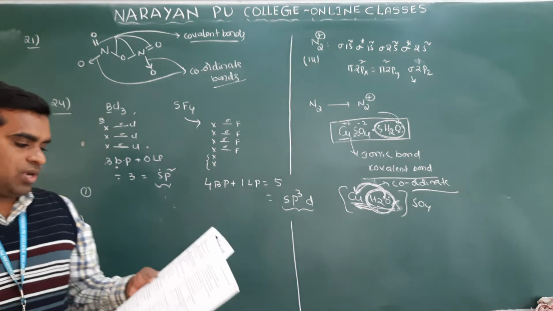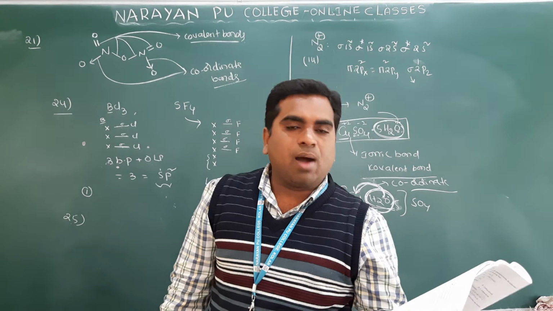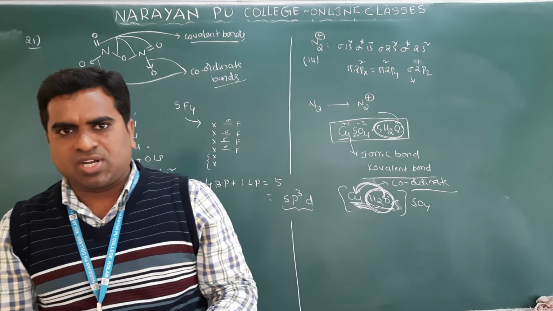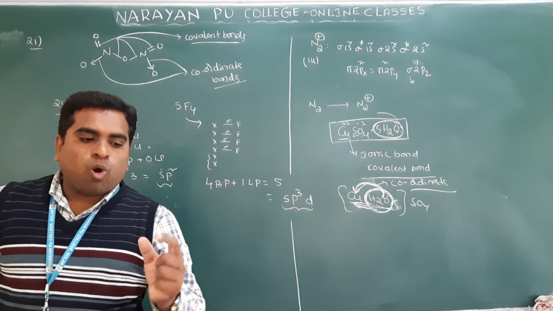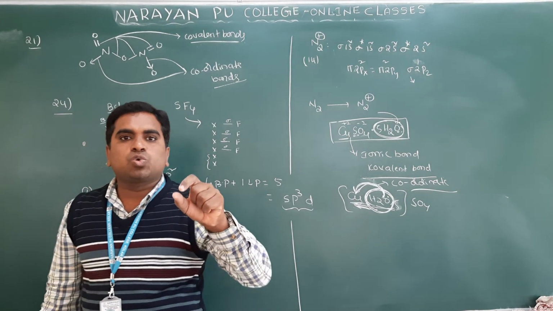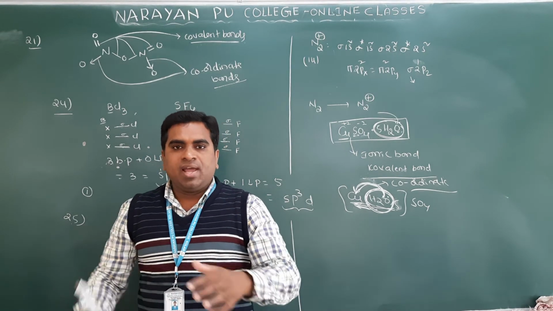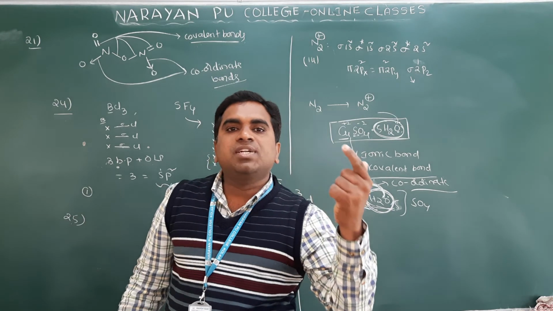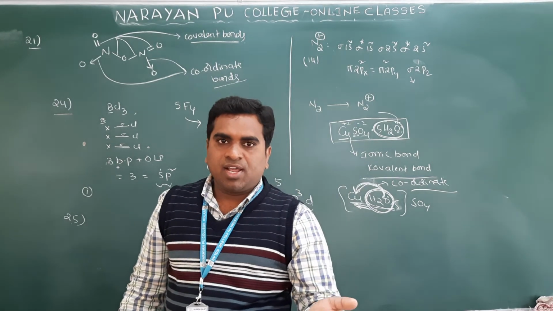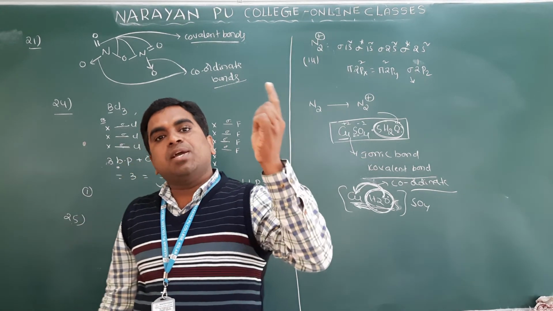Clear? Next one. Question number 28. Polarizability of the following compounds and ions are. I already mentioned polarizability and polarizing power. Polarizing power belongs to the cation. Polarizability belongs to the anion. As the size of the anion increases, polarizability increases. As the size of the cation decreases, polarizing power increases.